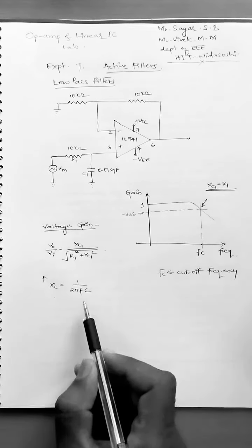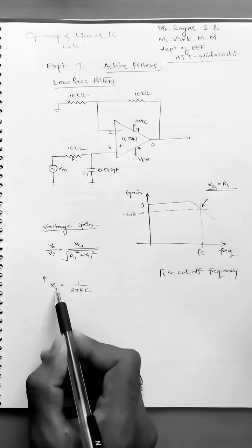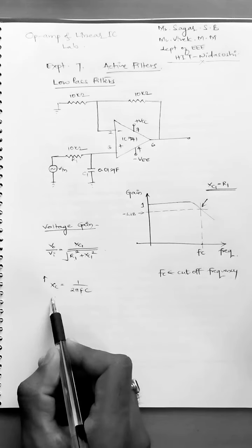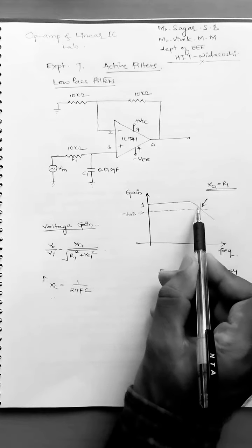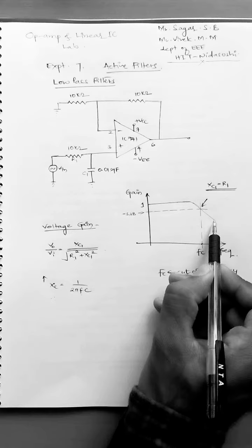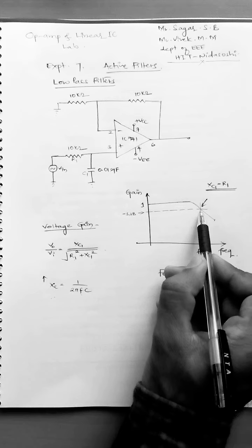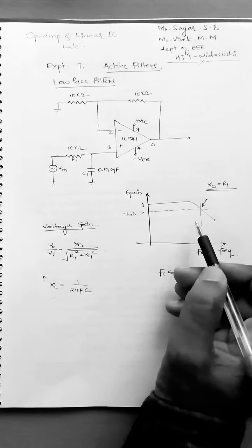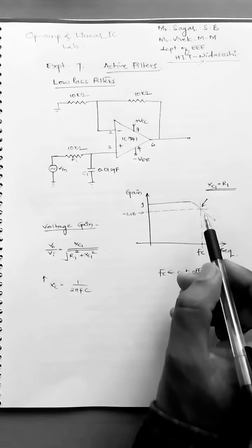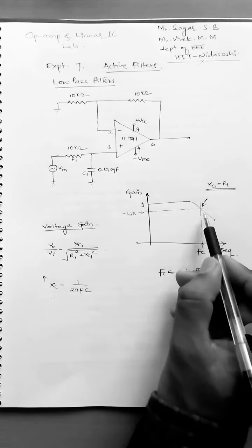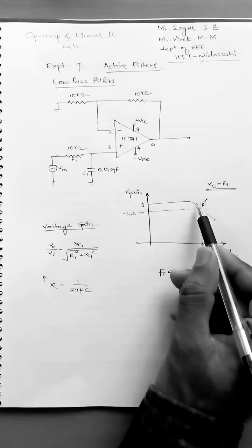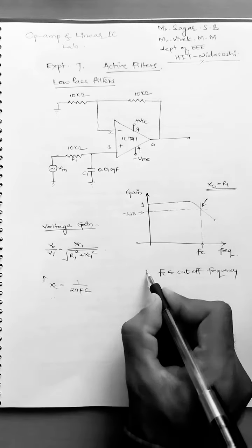But as you go on increasing the frequency, the XC1 decreases. And at a point when XC1 and R1 value are same, there will be decrement in the gain. We call it as attenuation in the signal. Now this is marked as the minus 3 dB output voltage, and the frequency at which the gain of the filter is minus 3 dB than the maximum value, we call it as a cutoff frequency.